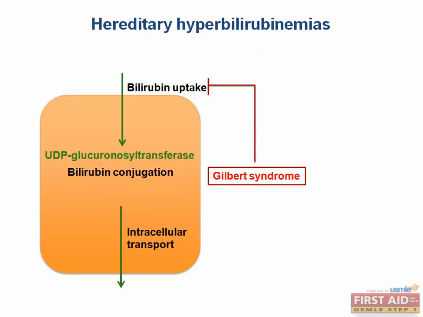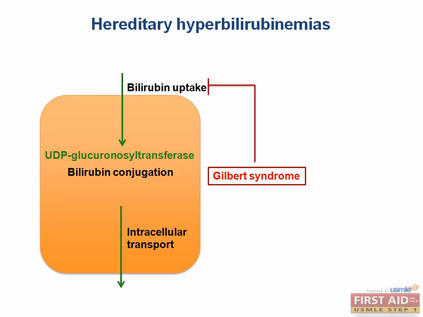Okay, now let's talk about a number of inherited forms of hyperbilirubinemia. It's easiest to think of this by the process of bilirubin uptake, conjugation, and transport. The first is Gilbert syndrome, which has no clinical consequences.